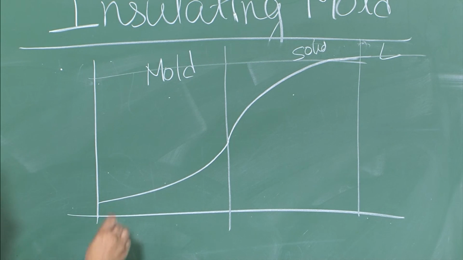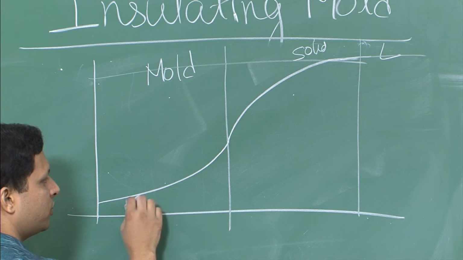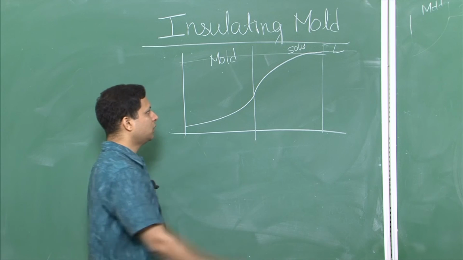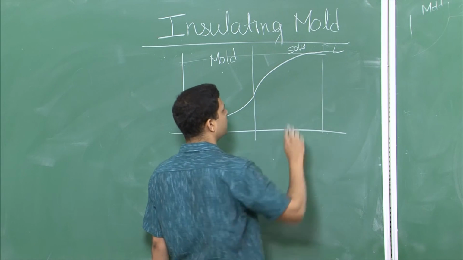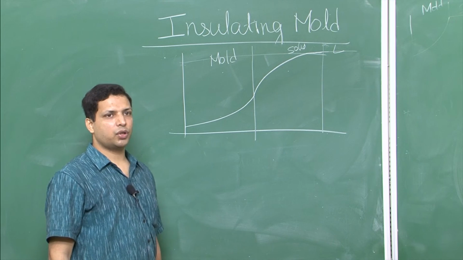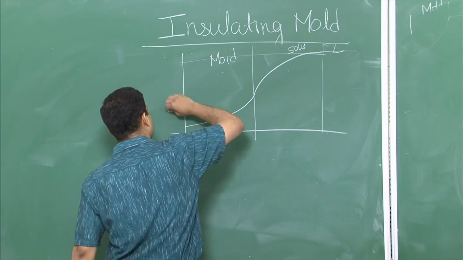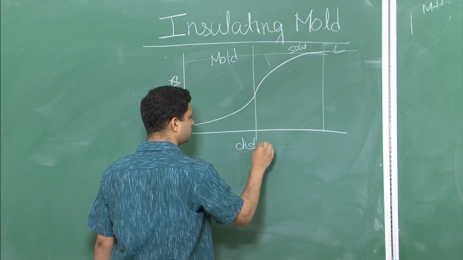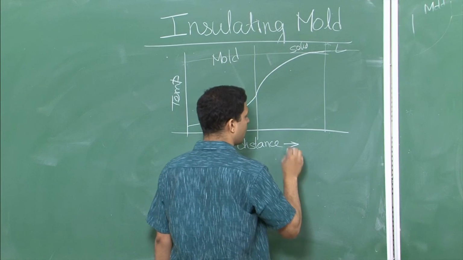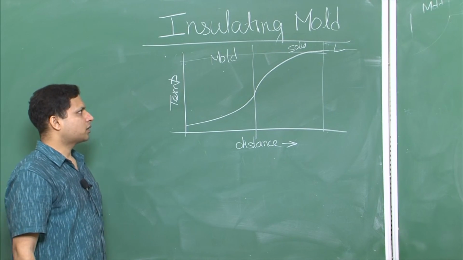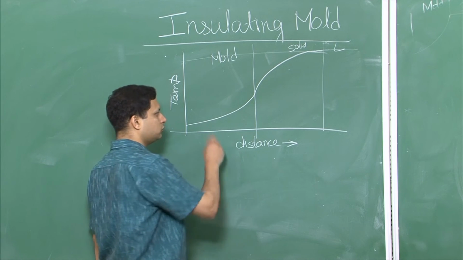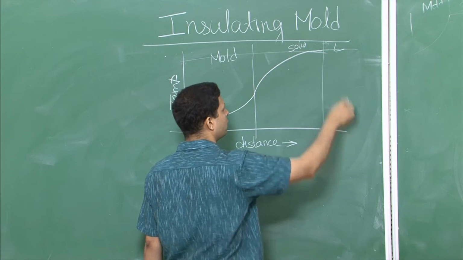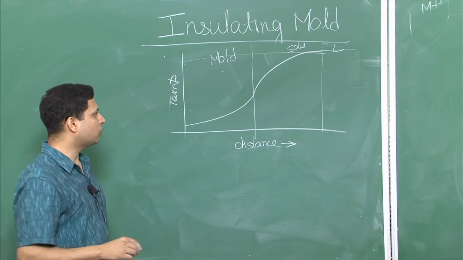You remember I said that when you go from left to right, you see an increasing slope for the mold, while when you go from left to right for the solid, you see a decreasing slope for the temperature profile. So this is again temperature, this is distance. Now it is time to take a look into it. Why do we always draw it like this? You can say a concave here and a convex over here, and not the other way around.